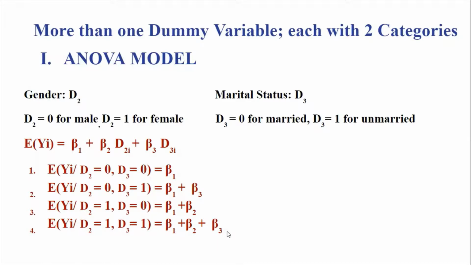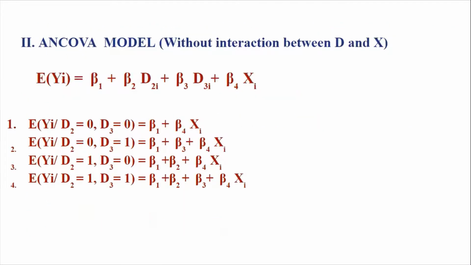So I hope you are getting this point, how you are going to write down the regression equations and the values for ANCOVA and ANOVA models under different dummy variable categories. So we are done with the ANOVA model. The next would be the ANCOVA model, where there is no interaction between the dummy variable and the quantitative variable.